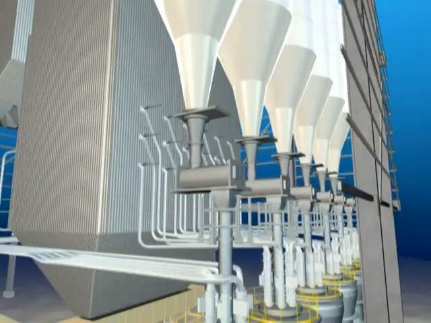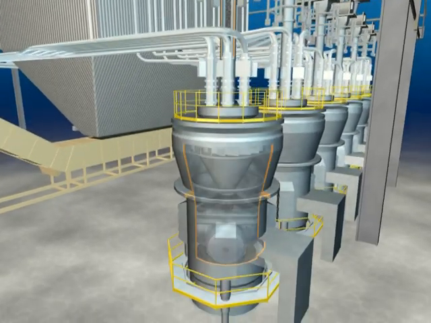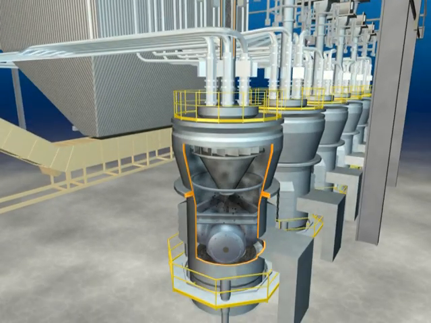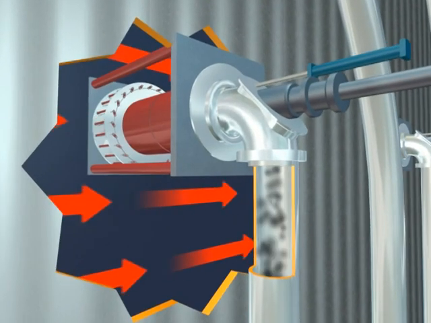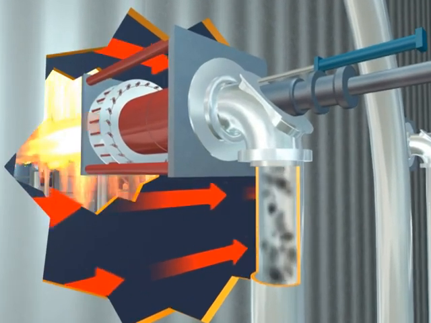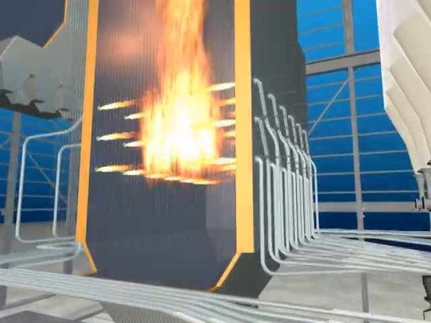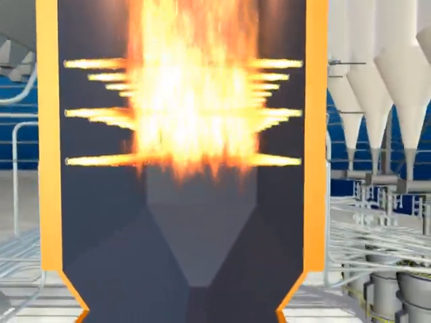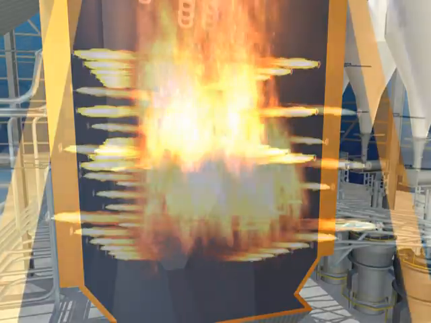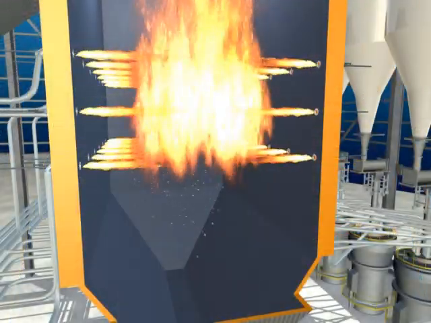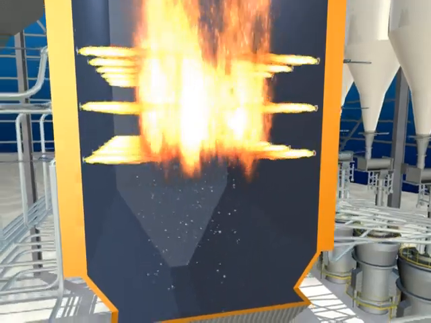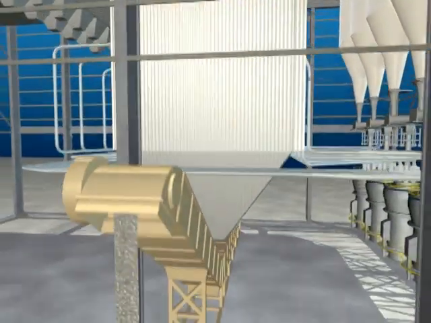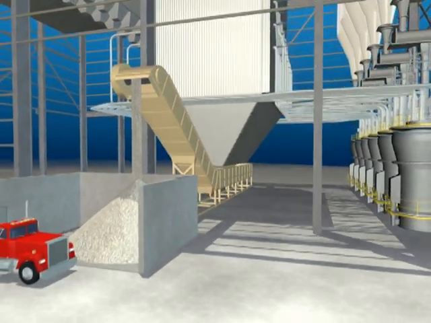From the bunkers, the coal is fed into mills that pulverize it into a very fine powder. The pulverized coal is mixed with hot air and blown into the boiler. Inside the boiler, burners ignite the coal and air mixture to achieve complete combustion and create the maximum amount of heat possible. Coal combustion residue called bottom ash collects in the bottom of the boiler. This ash can be sent to a landfill, but is often sold as material for roadway construction.